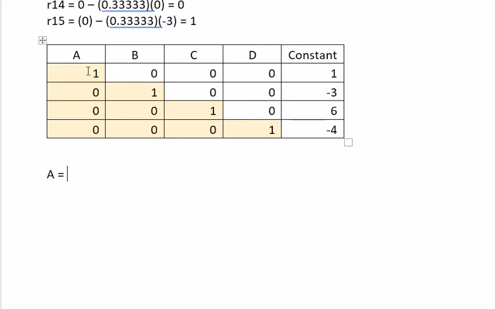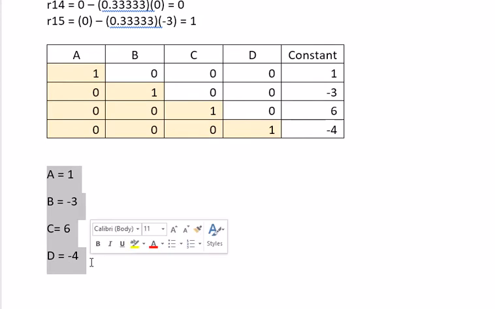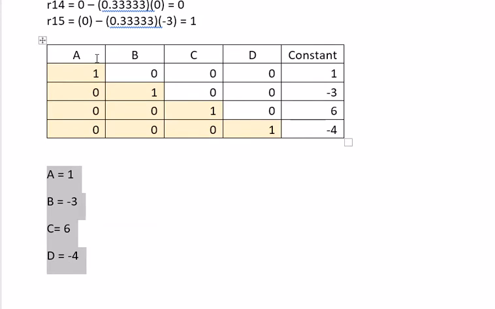So in this case, the value of A will be equal to 1. The value of B is equal to negative 3 directly. C is equal to 6, and the value of D is equal to negative 4. So those are the derived values for our unknowns in the equations A, B, C, and D. So in our next topic, we will be discussing the Gauss-Seidel method.